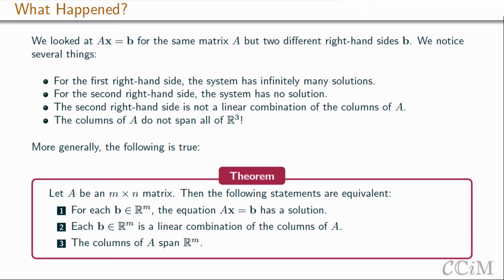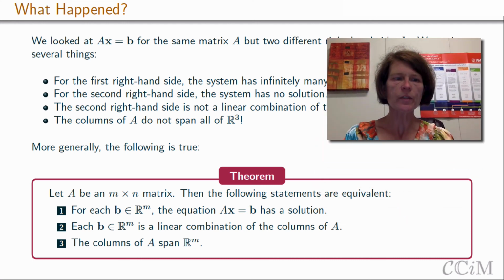Here are the statements. For each right-hand side b, the equation Ax equals b has a solution. That was not the case in the example that we just looked at, because we had one b for which the system had a solution and another one for which it didn't. That statement is equivalent to saying that each right-hand side is a linear combination of the columns of A. Again, that was not the case in the previous example. And this statement is equivalent to saying that the columns of A span all of Rm. Again, that was not the case in the previous example.